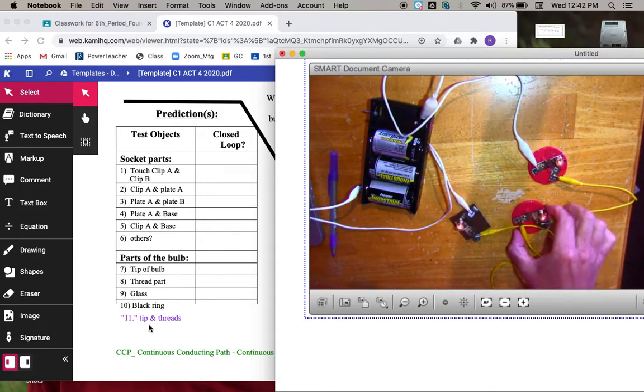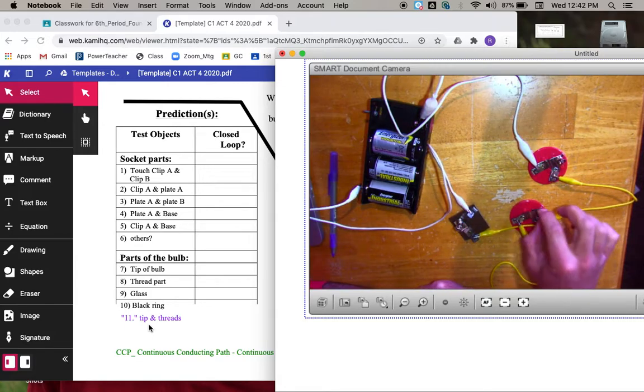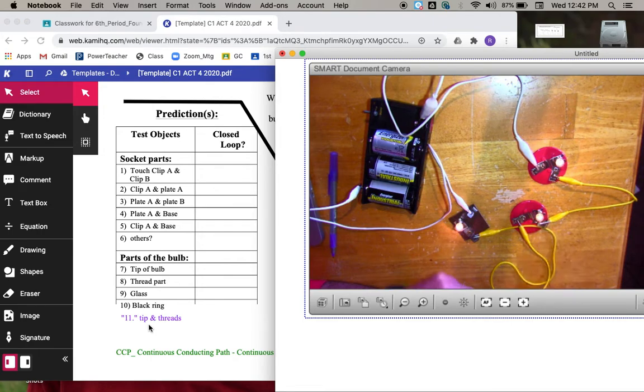So somehow, when we screw that third bulb in here, charge is going through the filament of that bulb. For that to happen, charge must be going into the threads, up the support wires, through the filament, down the other support, and out the tip into plate B of the socket, and around the loop, or the opposite way through.